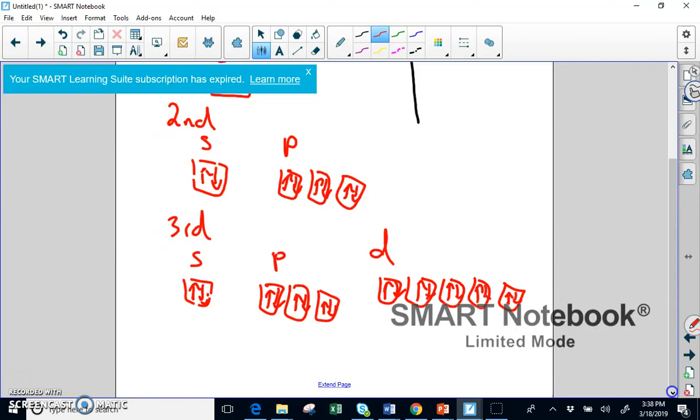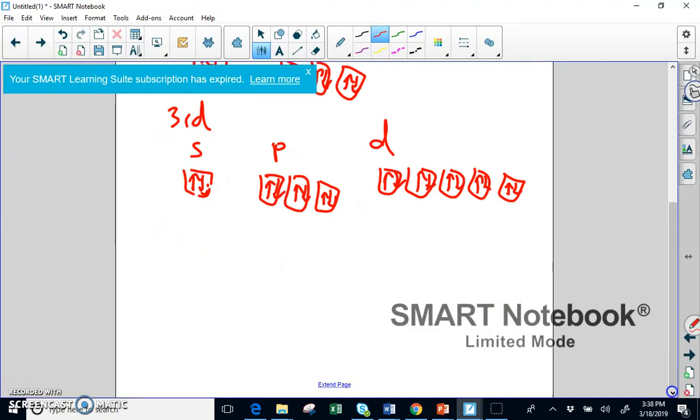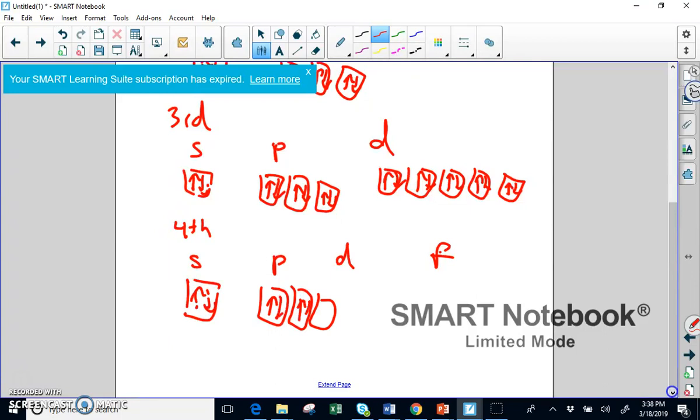Alright, and then last but not least, our fourth energy level. Our fourth energy level has 4 sublevels: S, P, D, and F. Again, 1 orbital for S, 3 orbitals for P, and I'm getting tired of doing the electrons. D has 5, and I'm sort of running out of space. 4, 5, that's 6. Lame. Electrons going up and down, opposite spin.